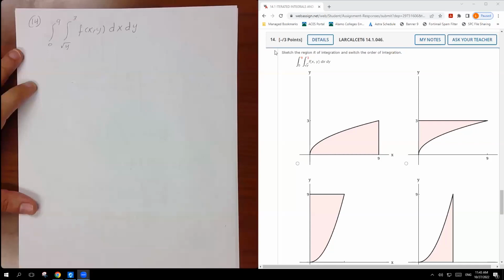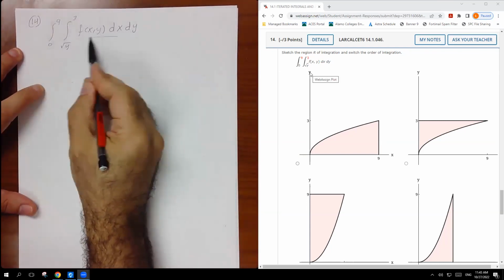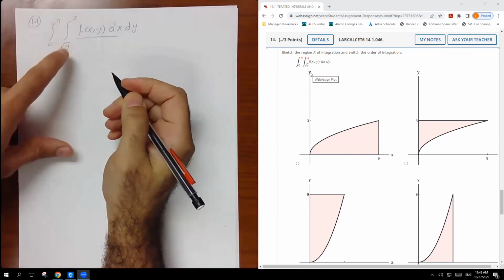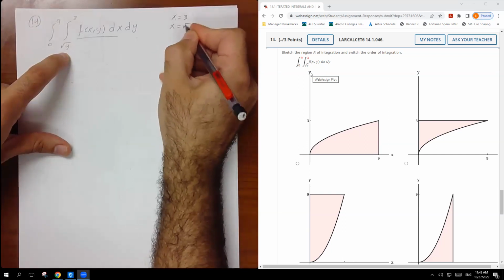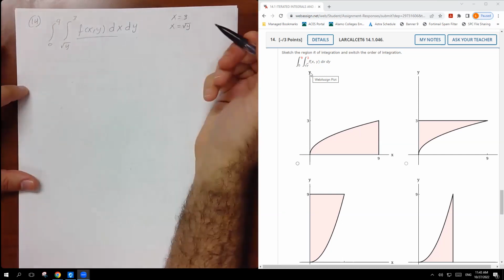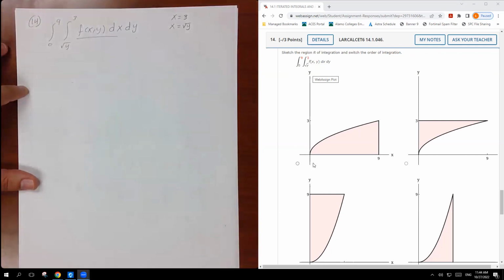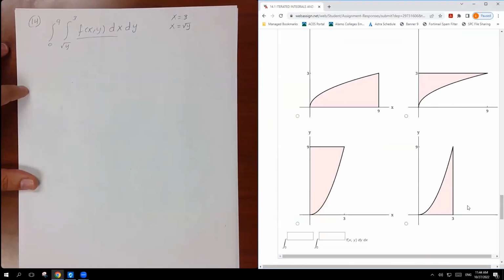So with example 14, let's find which one is going to be the right graph. Before I'm moving on, let's check here. The first integral is for the x. That means both of these are for the x. So we have x equals 3 and x equals square root of y. I can't graph this one directly to find which one is which, because x equals 3 means a vertical line at 3, but I need to check this curve.